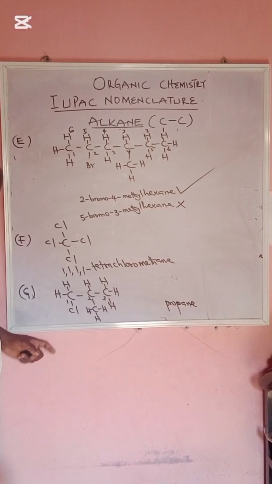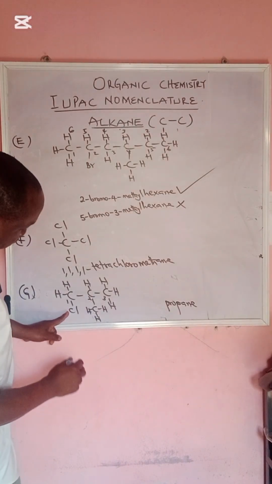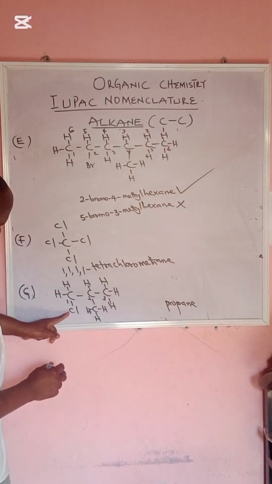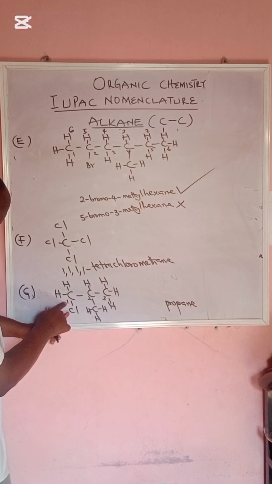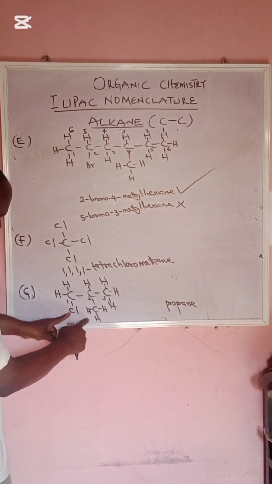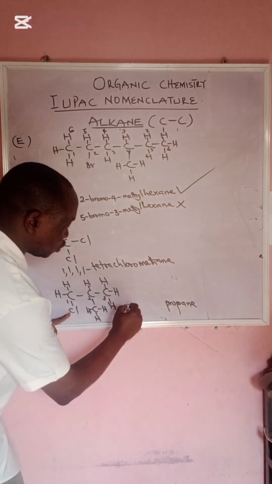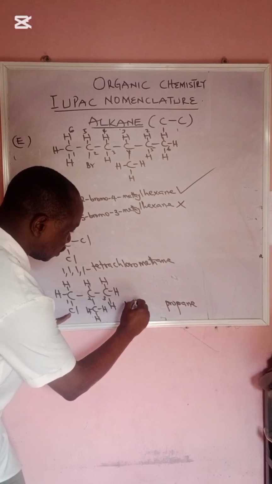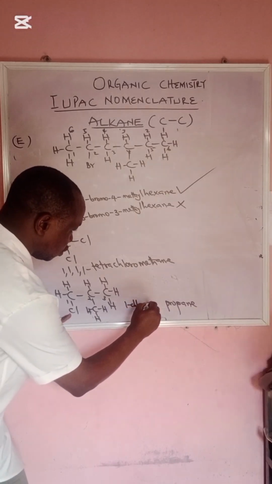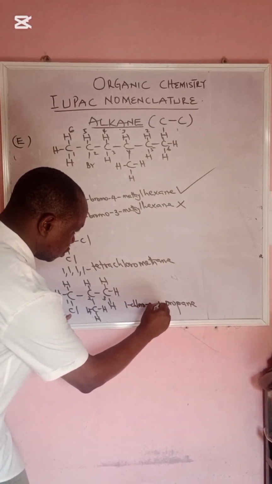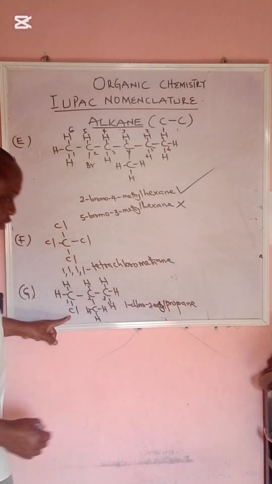That is 1 chloro, 1 methyl attached to carbon 2. So I will say 1 chloro, 2 methyl propane.